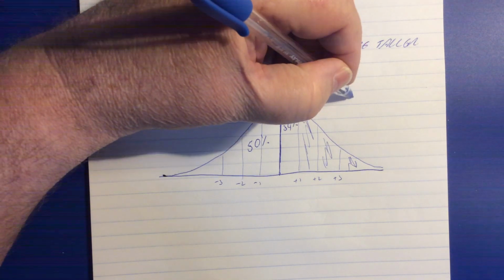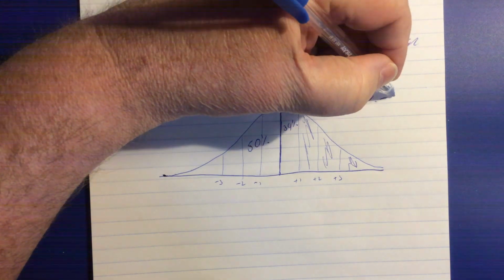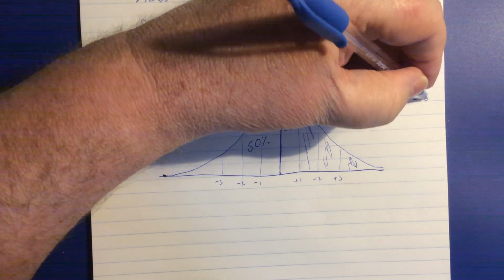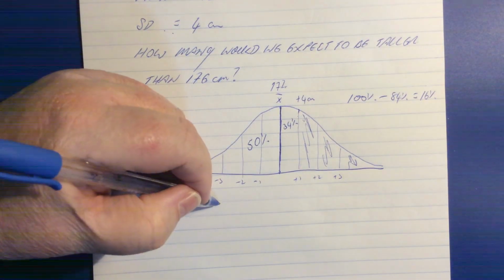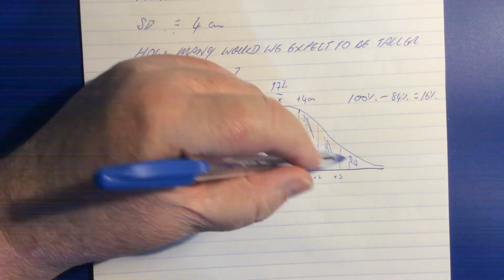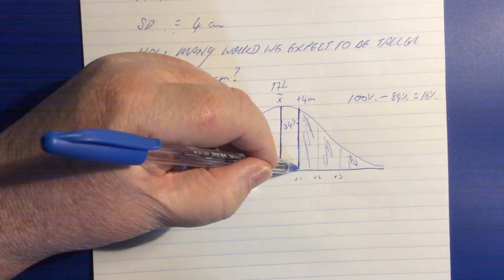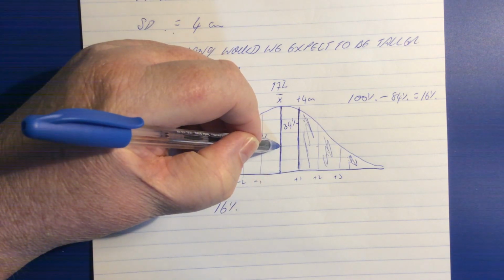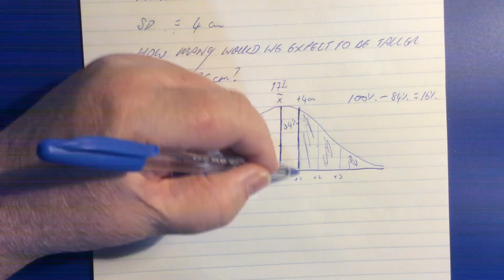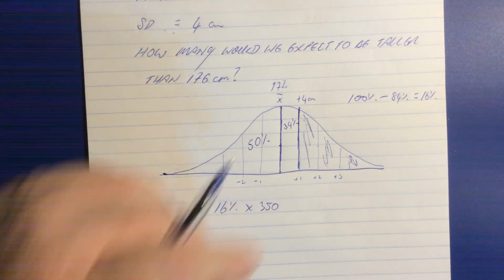So 100% of the students are accounted for. We subtract 84% of them, and we get 16%. So we would expect 16% to be in these areas here, below the first standard deviation above the mean, because 172 plus 4 gives us 176. That's the barrier there. Okay, so 16% of 350.